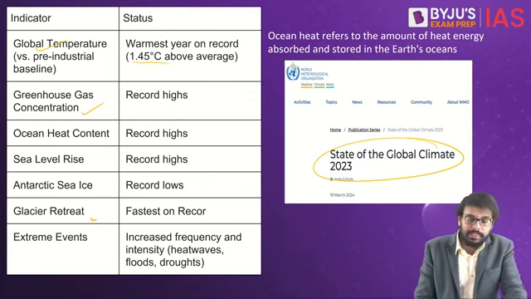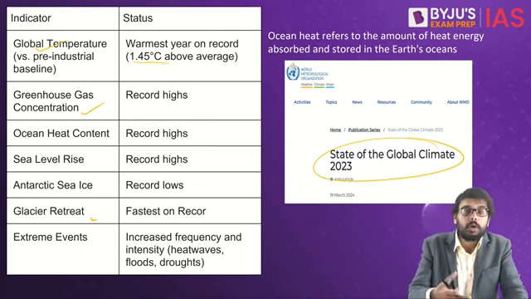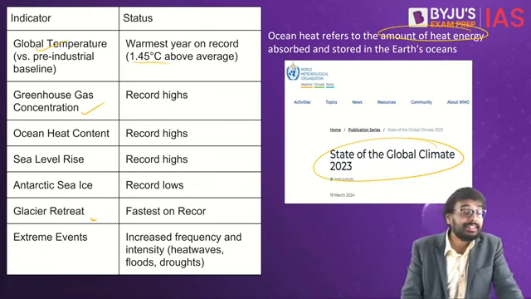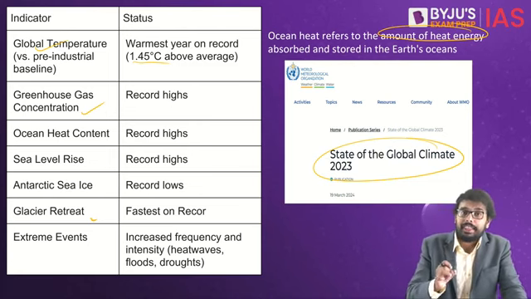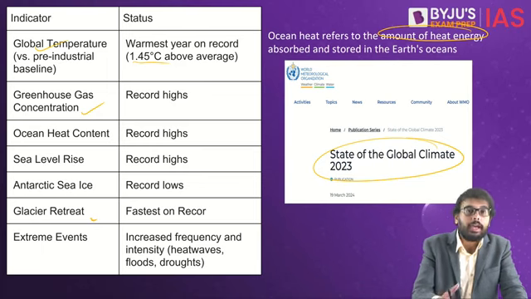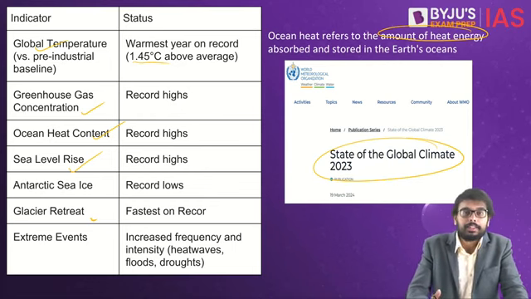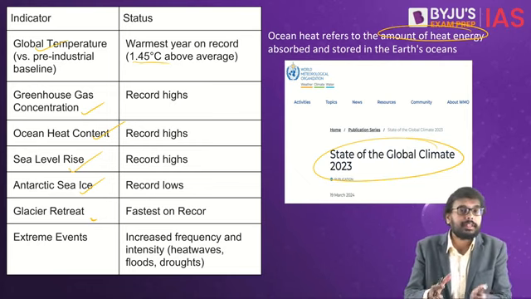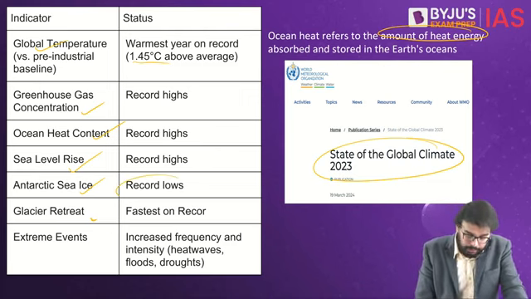And again here, greenhouse gas concentration in the atmosphere is at a record high. Never has it been recorded so high. Again, ocean heat content, in the sense of the amount of heat energy absorbed and stored by the Earth's ocean, is called your ocean heat content, and even that is at a record high. Sea level rise is one of the highest since humanity started recording sea level. And Antarctic sea ice is one of the lowest, in the sense that the size is very small compared to previous records. So again here, record low.